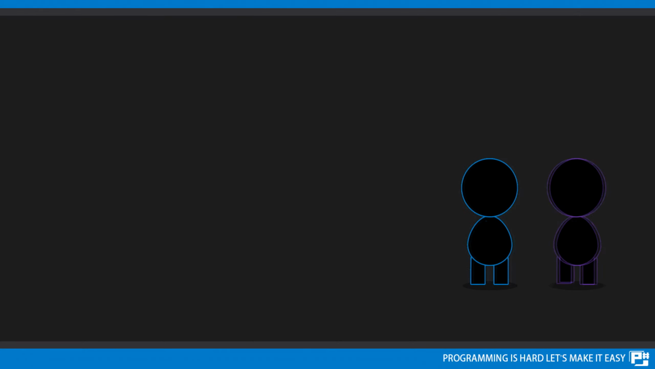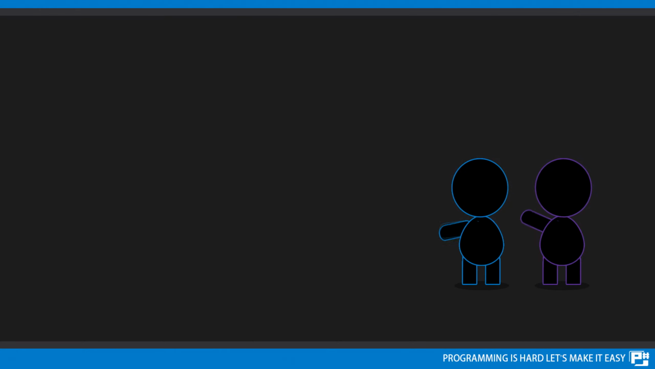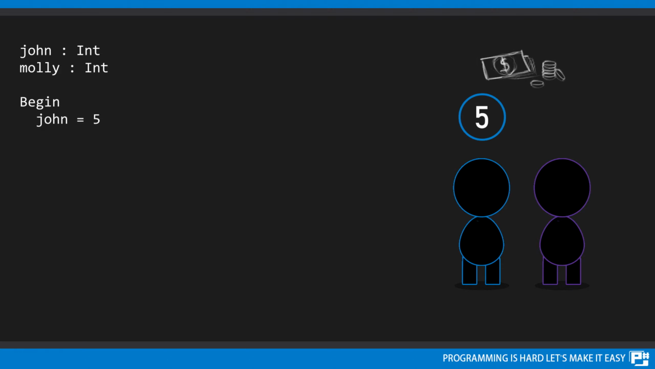Let's call on John and Molly to give you an example. John and Molly's parents gave each of them their allowance. Let's write that down in pseudocode, like in our previous lessons. We'll define two variables, John and Molly, both as ints. John's mom, Laura, gave him $5, and Molly's dad, Rick, gave her $4.